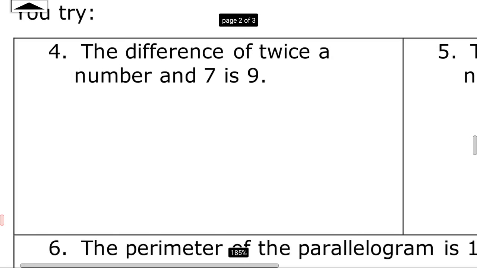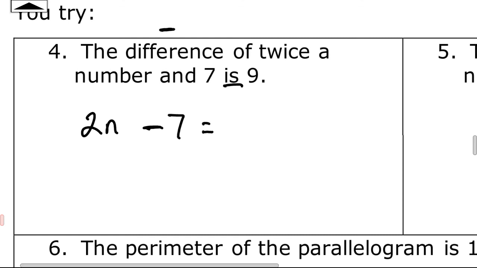The difference of twice a number and 7. Difference in math means minus. So the difference of twice, just like before, twice a number, 2n, 2x, whatever. Remember, the variable doesn't matter. You can call it n, x, z. The difference between twice a number and 7, so the difference between those two equals 9.